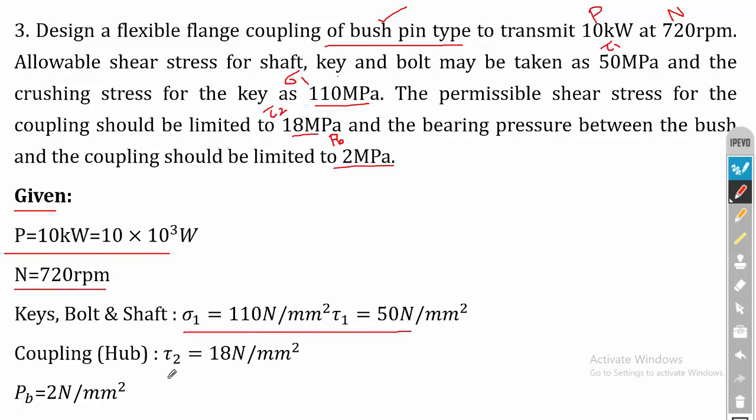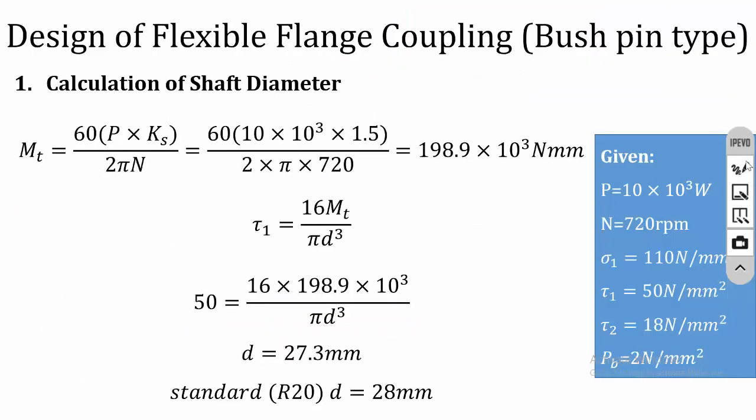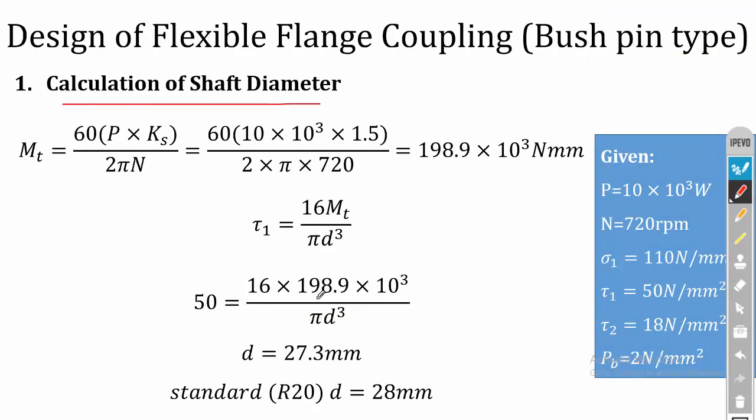The material properties are given, you can write that. Then we can move into the first step, that is calculation of shaft diameter. Here in the problem, the Ks value, that is the service factor, is not given, so I have assumed a service factor of 1.5.